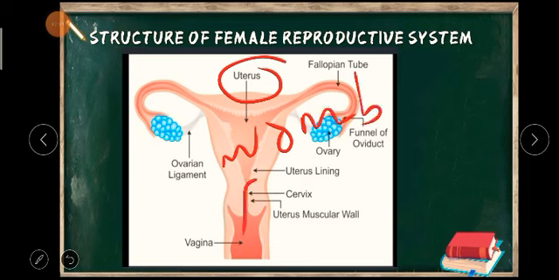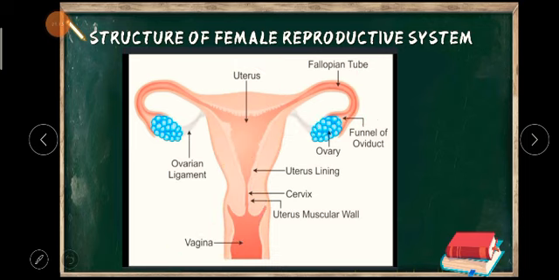Then the uterus is connected to an outer opening which is called the vagina. Is it clear students? If you see the diagram in detail again, you will see that these ovaries are connected to the fallopian tube through a funnel-like shape, and then the fallopian tube is connected to the uterus.